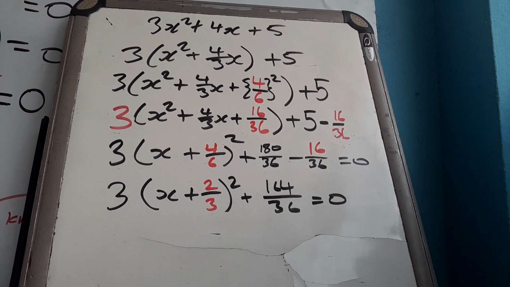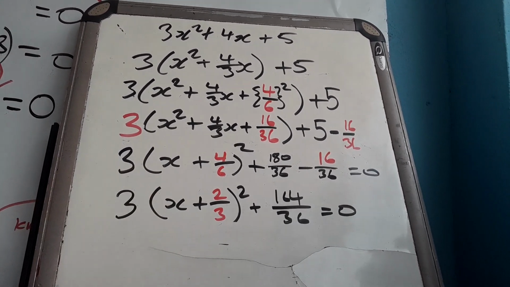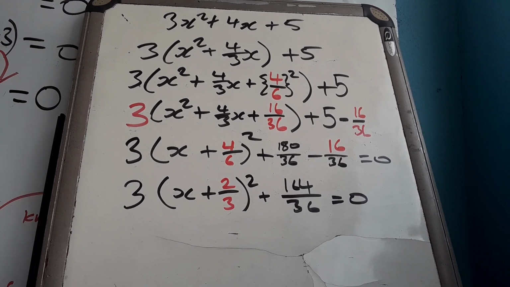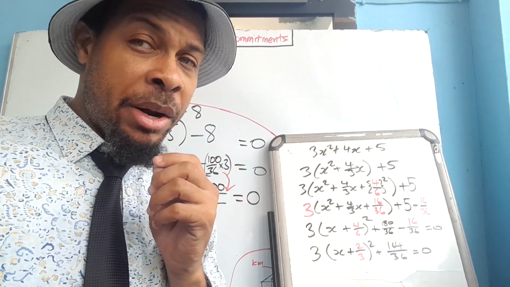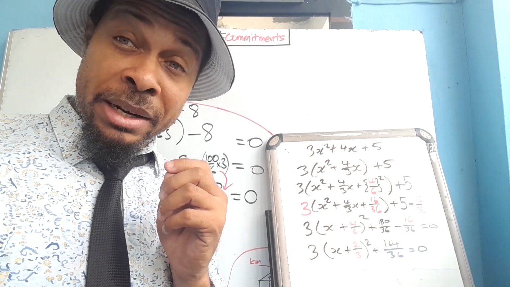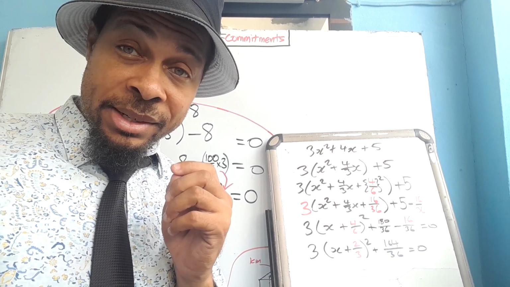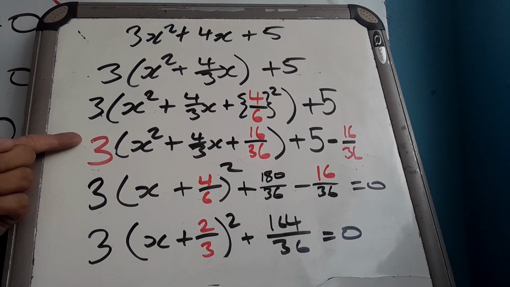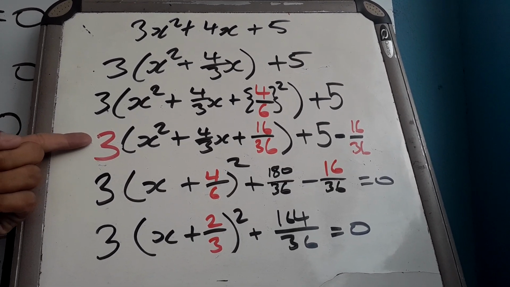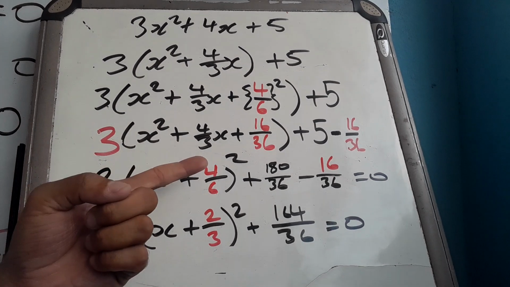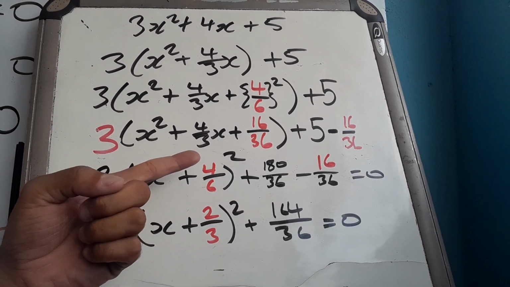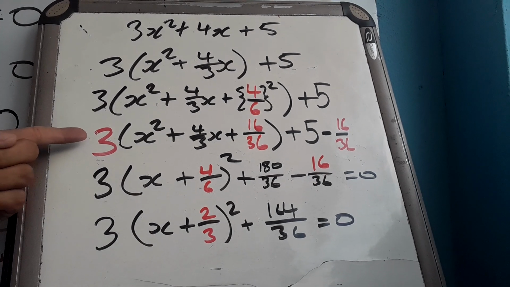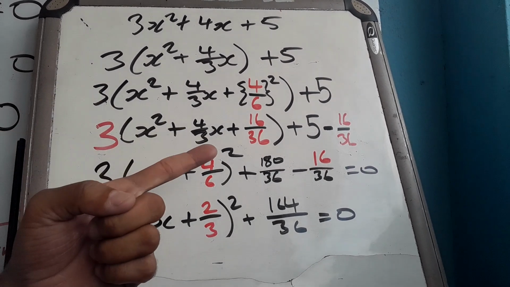But there was one problem. When I got here, it just didn't make any sense. But I'm not sure the teacher explained this. Now, this 3 right here is being multiplied by the 16 over 36. If it is being multiplied by 16 over 36, right, this 3, we're going to have to do that over there as well.